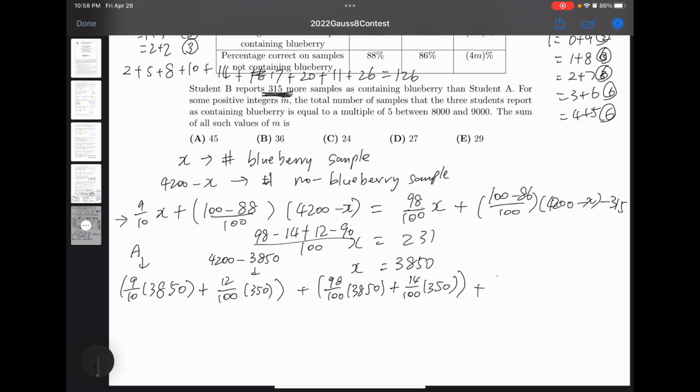And for student C it would be 2m/100 times 3850 plus (100 minus 4m)/100 times 350. And then we would get the total number of samples reported as containing blueberry to be 7679 plus 63m.